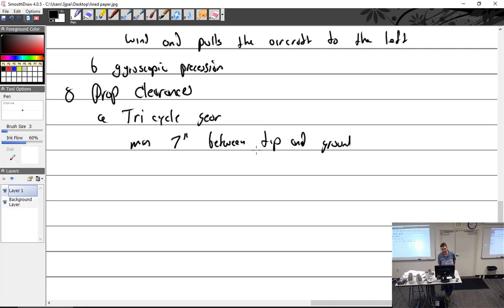So minimum 7 inch between. So tricycle gear, minimum 7 inch between tip and ground. That is at the taxi takeoff position. So at taxi takeoff, with gear statically deflected. Statically deflected simply means the amount that a spring compresses under the weight of the aircraft. So under normal compression of the struts.